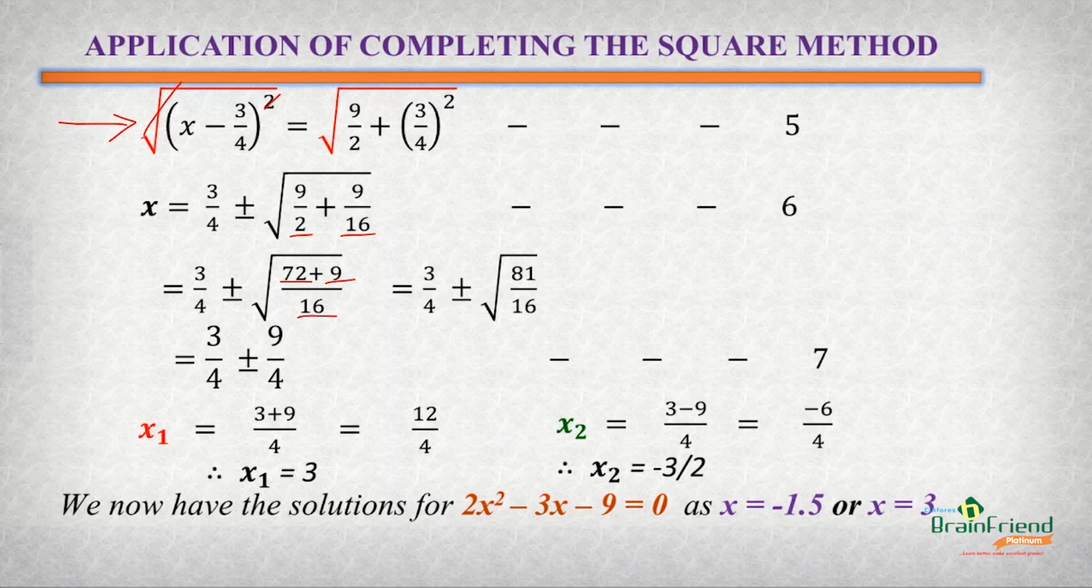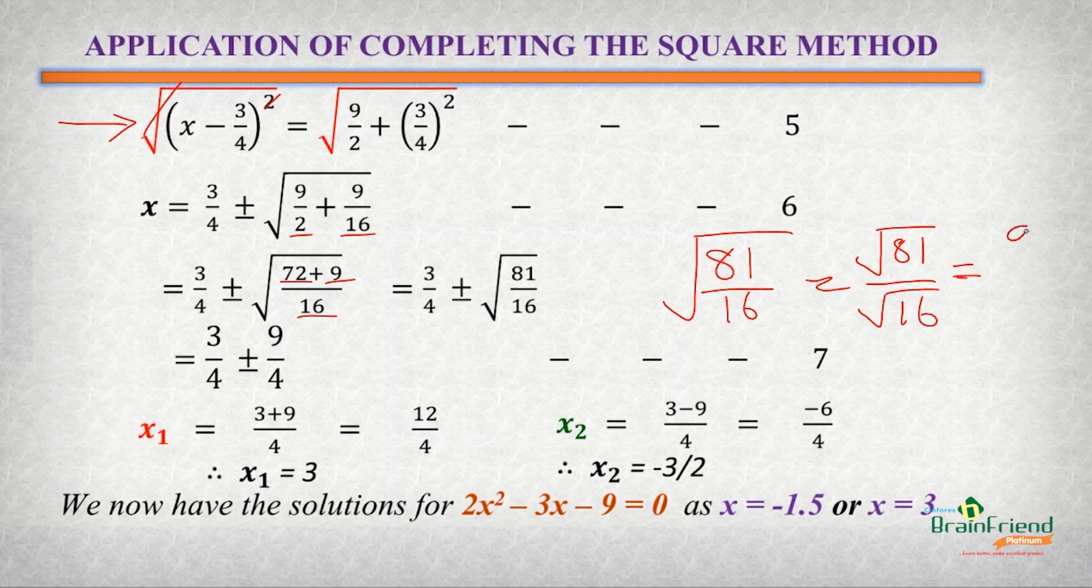Okay, we look for the square root of the numerator and the denominator, which we did earlier. We have the square root of 81 over the square root of 16, and that will end up giving us 9 over 4, which is what we have here. This now means that x is equal to 3 over 4 plus or minus 9 over 4. We know that their LCM is 4, and so 4 divided by 4 will still remain 1, right? So we have 3 plus 9 divided by 4, which is equal to 12 over 4.